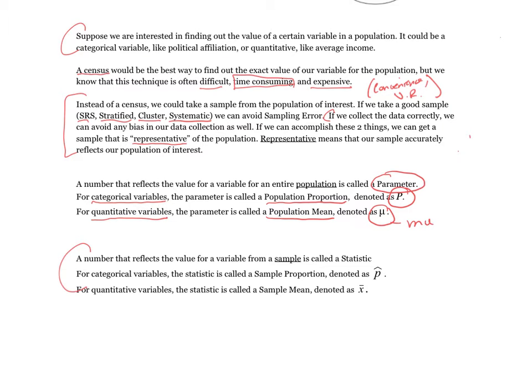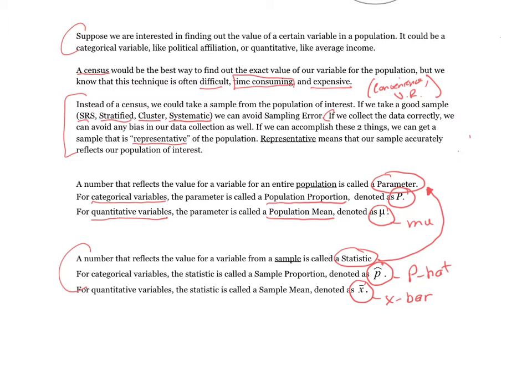A number that reflects the value for a variable from a sample is called a statistic. So we're going to collect data and calculate a statistic, based on a sample. We're hoping in the end that statistic gives us a way to estimate the parameter. That's what we want. For categorical variables, the statistic is called the sample proportion. It's denoted as P with that caret on top, pronounced P hat. That tells you that number is from a sample, not a population. For the quantitative variable, the statistic is called a sample mean, denoted as X bar, and we've had X bar before.